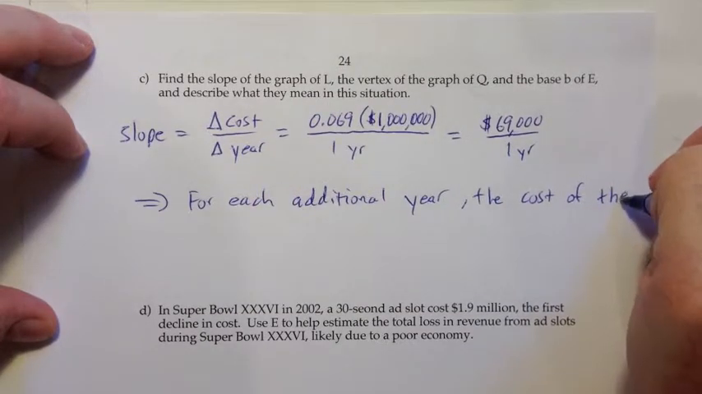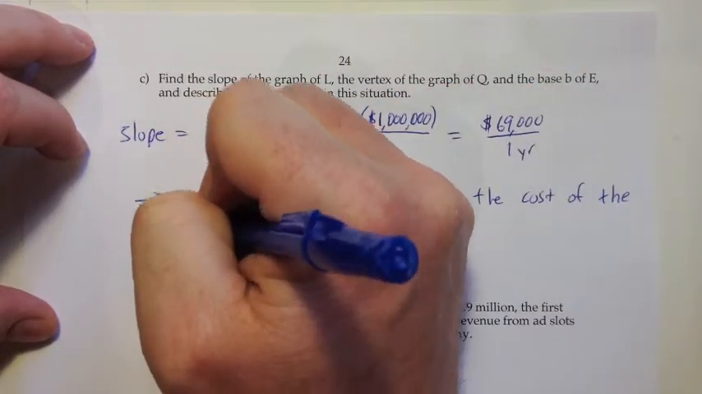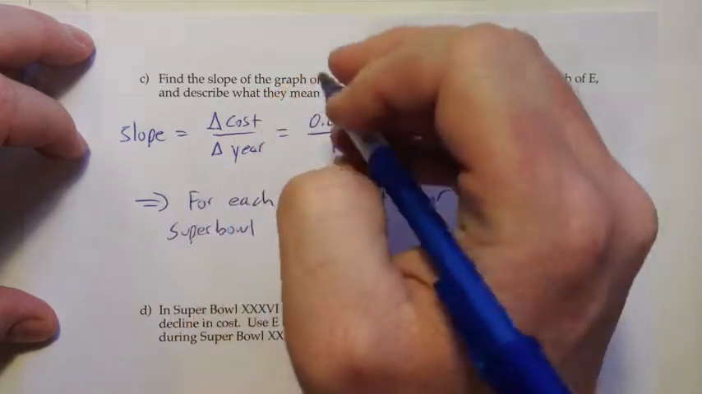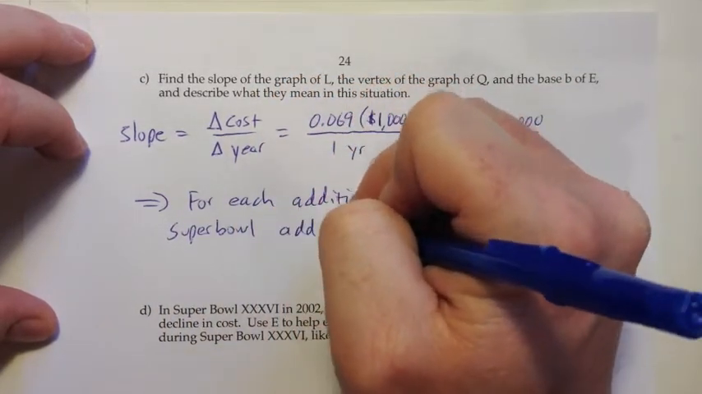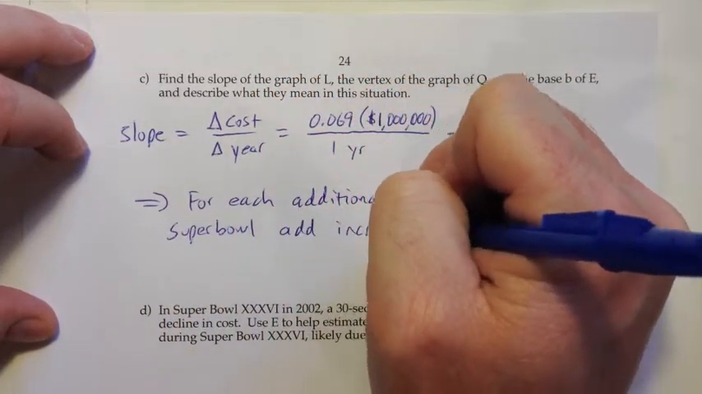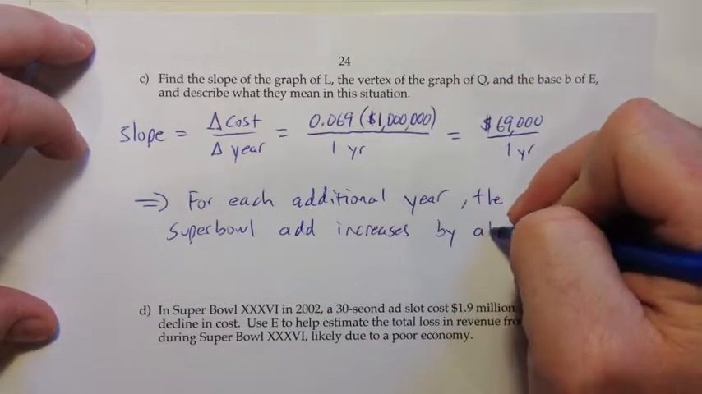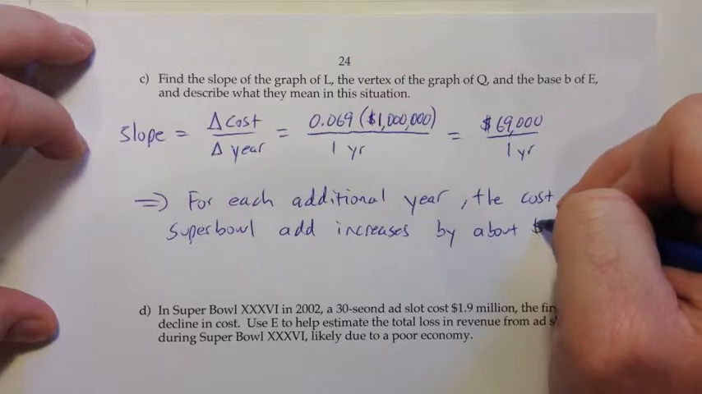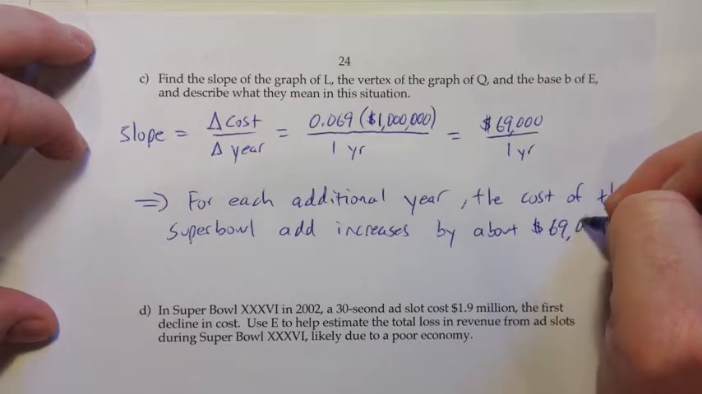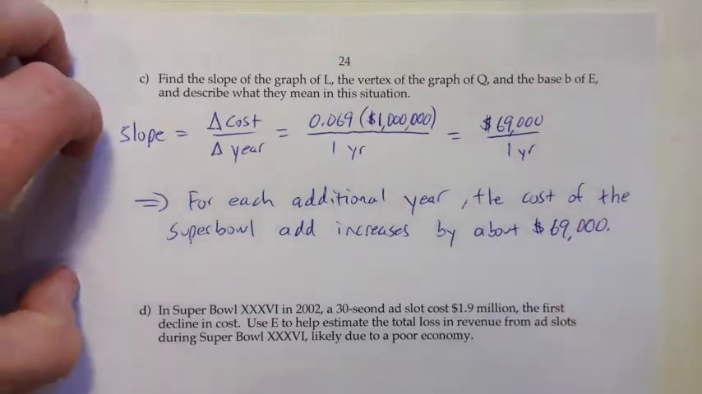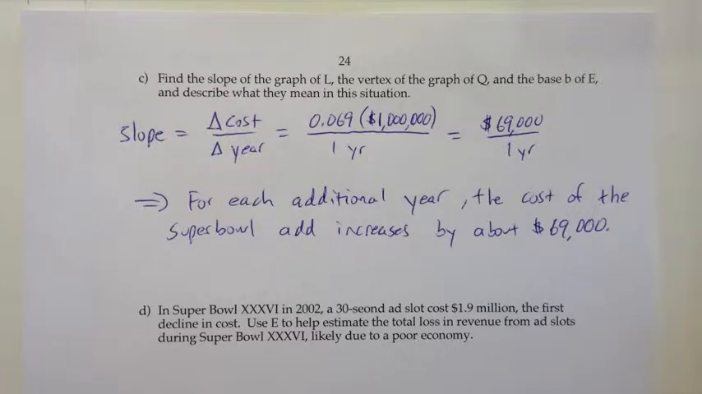So the cost of the Super Bowl ad, I'll say, increases by about $69,000. So with that one, we're saying that the cost is increasing at a constant rate and it's going up $69,000 every year. If that was true, we would see a linear pattern to the data.